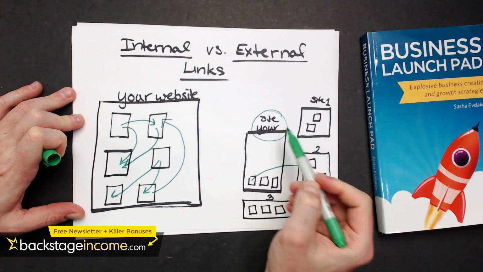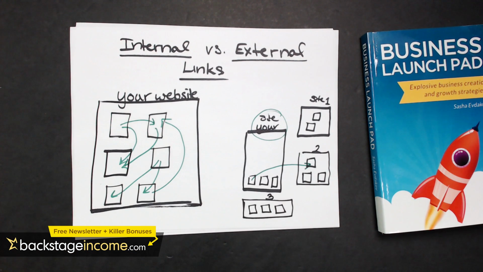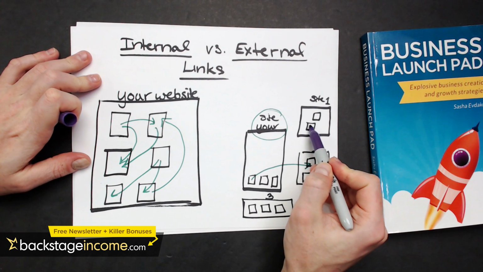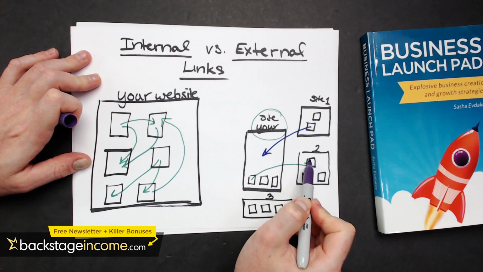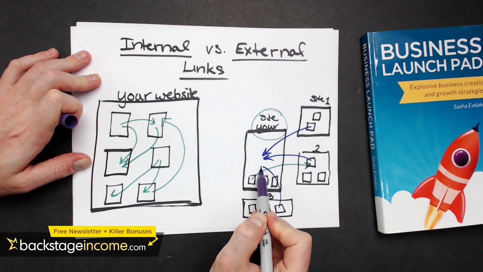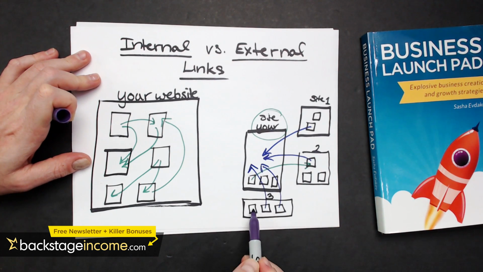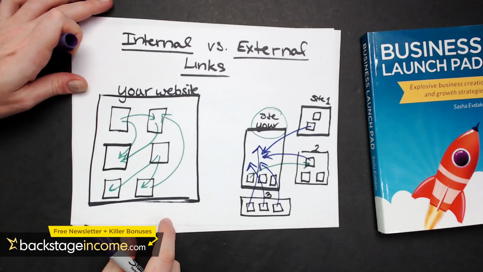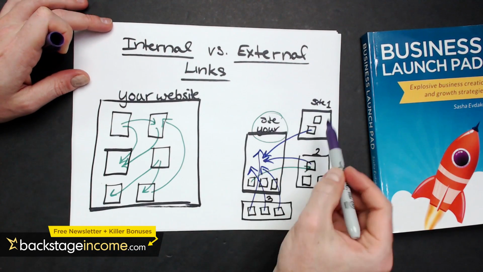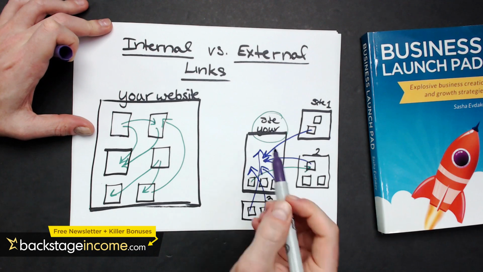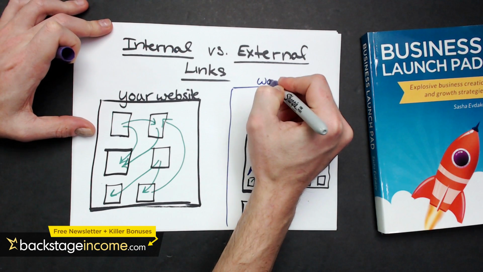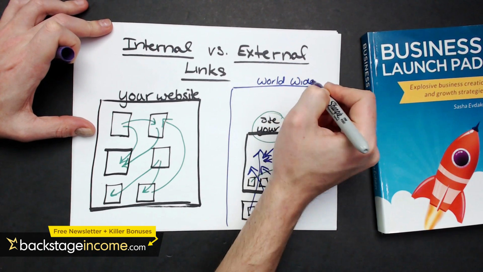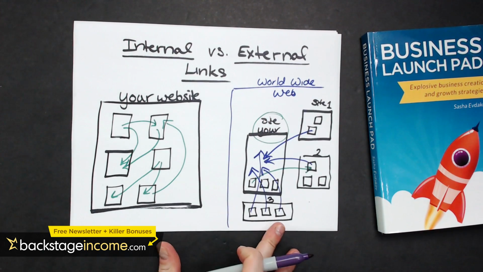Now, when we're referencing your website, it's all about the external links, at least this is what most people care about. They care about whether somebody from site number 1 is linking to your page, whether from site number 2 they're linking into you, and so on. It's from other websites, and there could be a ton of other websites. Overall, the big picture is the World Wide Web. That's ultimately what we're talking about.